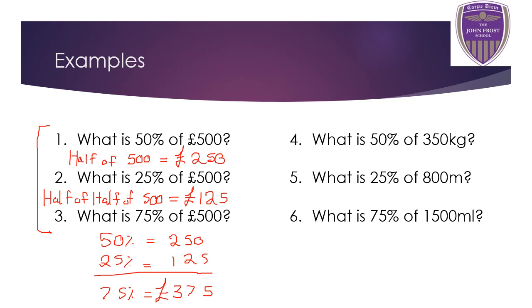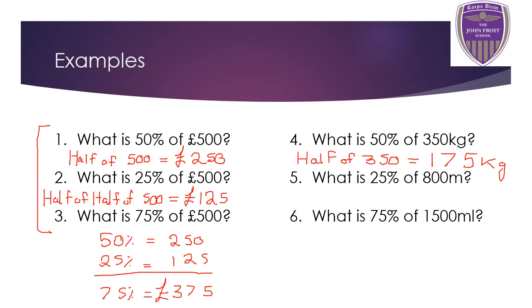Let's have a look at three more questions that aren't related, so will be a little bit harder. What is 50% of 350 kilograms? Well, that is half of 350. And you can break this down. What's half of 50? That's 25. Half of 300, 150. Add them together. 175 kilograms.